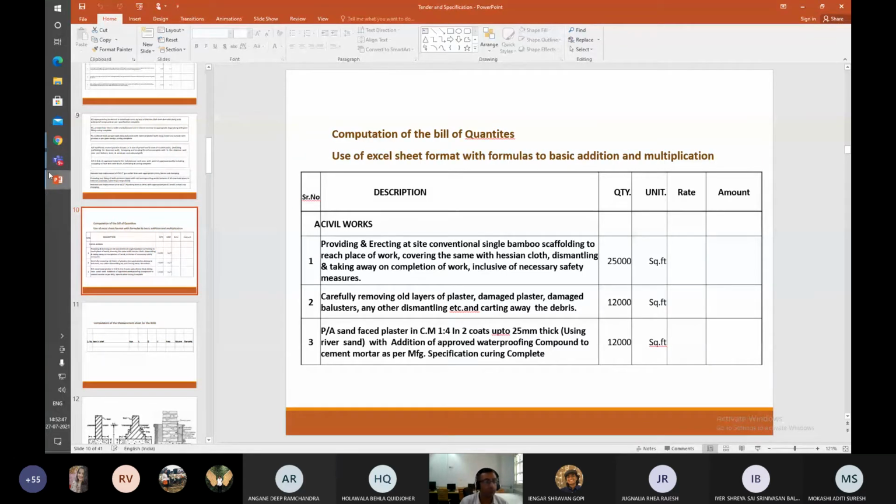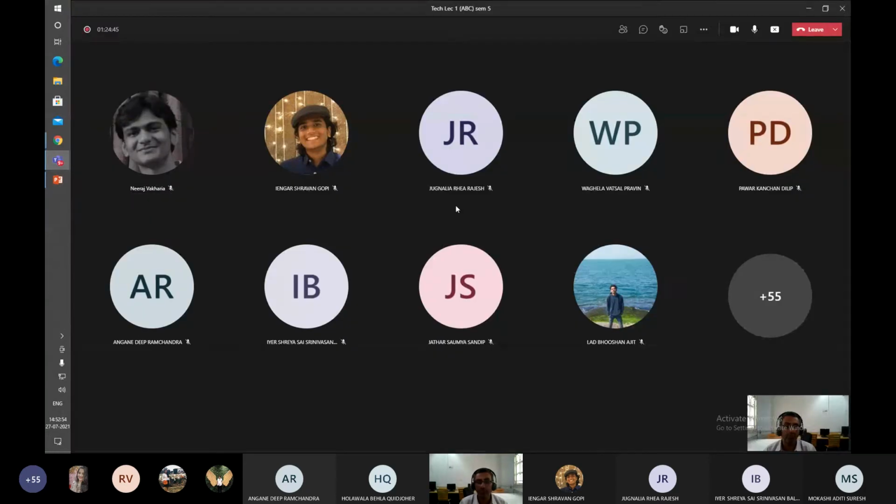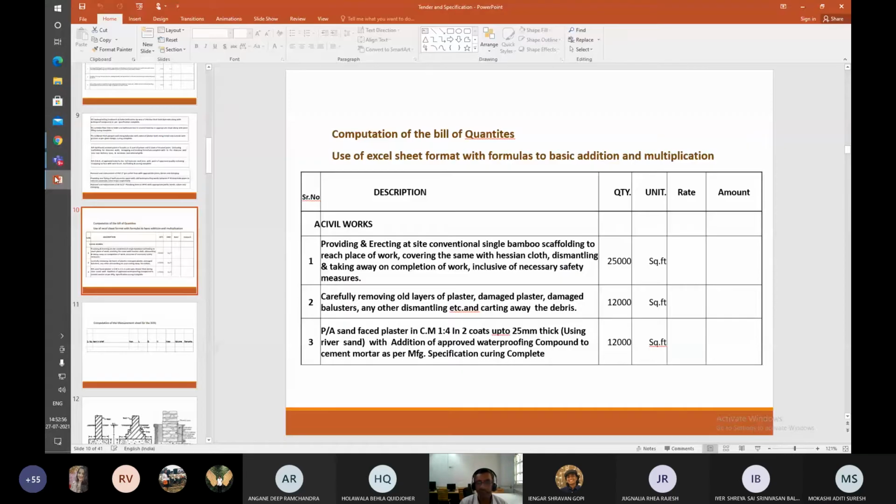Come on, let's see who's going next. Next, Vatsal. After ground clearing, what do you think we should be doing on site? After ground clearing, what would we be doing on site?